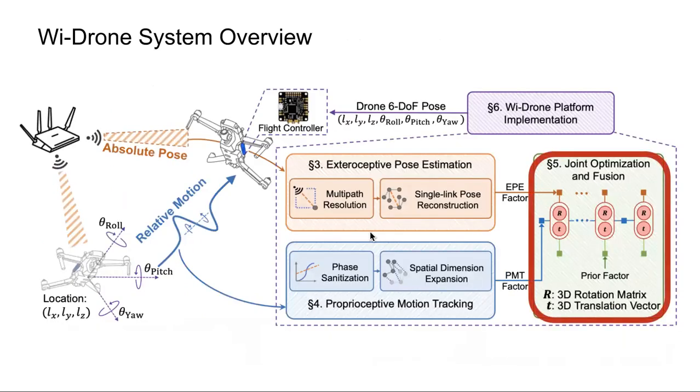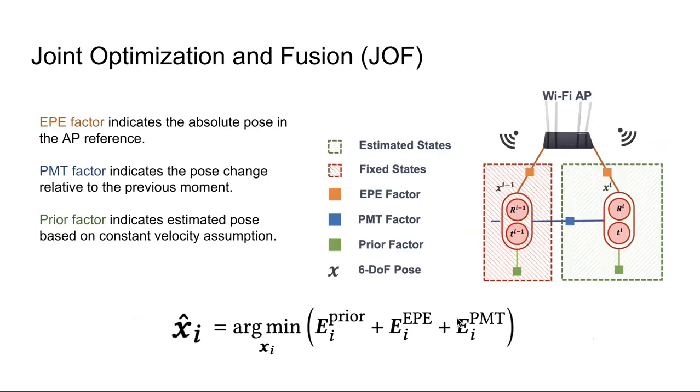links, and then lastly they use the, and then we can estimate the absolute rotation translation from the extra rotation, so from the EPE, and also we can estimate the rotational translation relative change from the PMT. And then they use a joint optimization and fusion module here. And let's go into the details here.